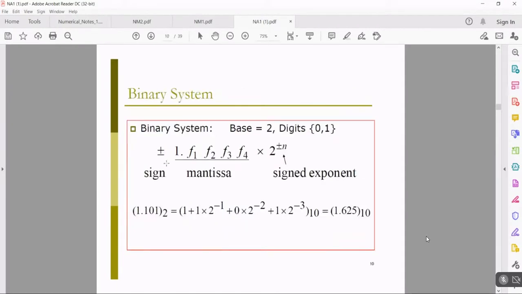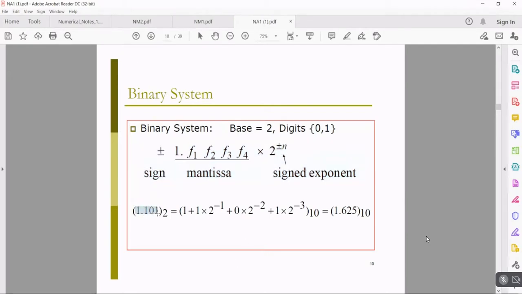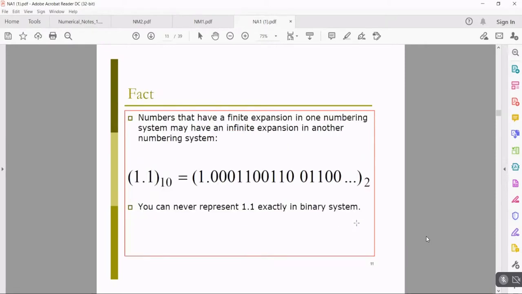Then the binary system, you also know this: base 2, digits 0 and 1, and this is the way we represent any binary number. Here this is one binary number, 1.101 with base 2, and we know how to convert any binary number into a decimal number using this procedure, and the equivalent decimal number is 1.625.